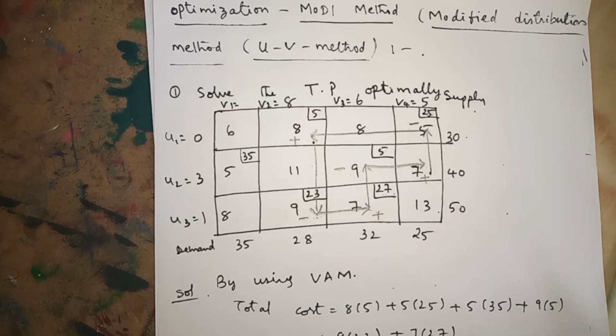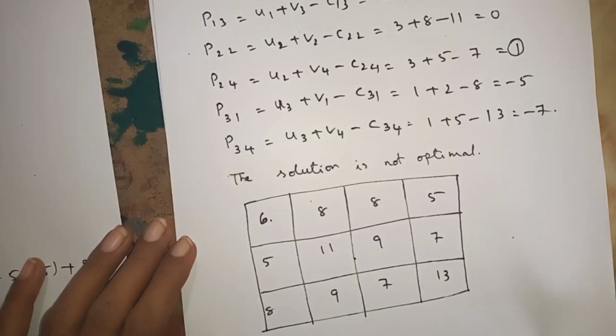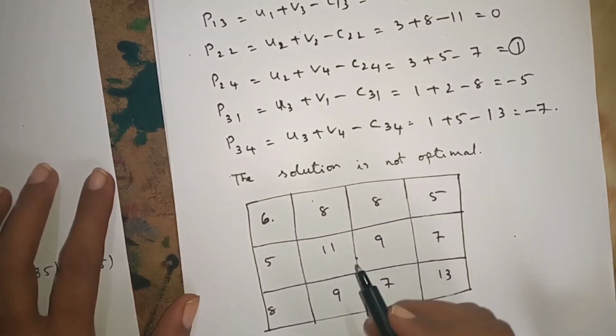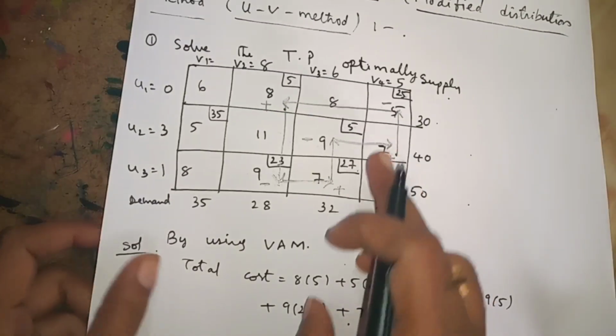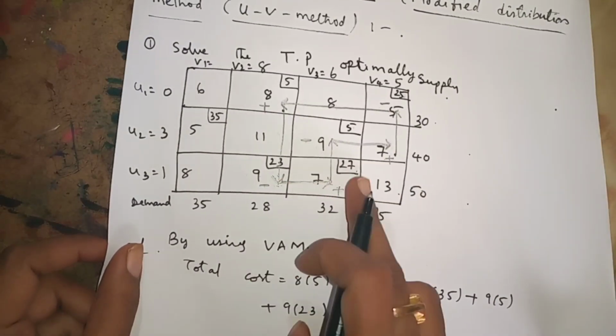5 units from the negative cell to the positive cell. We have to transfer, what is the meaning of this? We have to transfer 5 units from the negative cell to the positive cell. And we have to draw a new table. Now we will transfer 5 units from negative cell to positive cells.